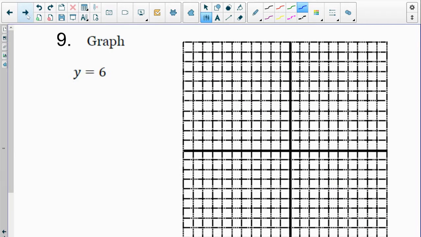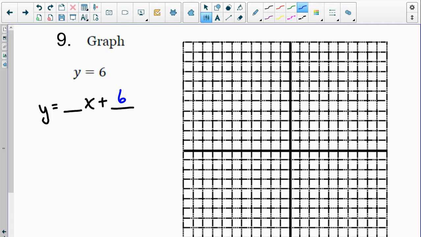Number 9, y equals 6. Now, we had one kind of like this in our examples earlier. We just have to remember that we're finding the slope, which is the number in front of the x, and the y-intercept, which is the other number that's not multiplied by x. So in this equation, the 6 is the number that's not multiplied by x. Do you remember what the slope is?